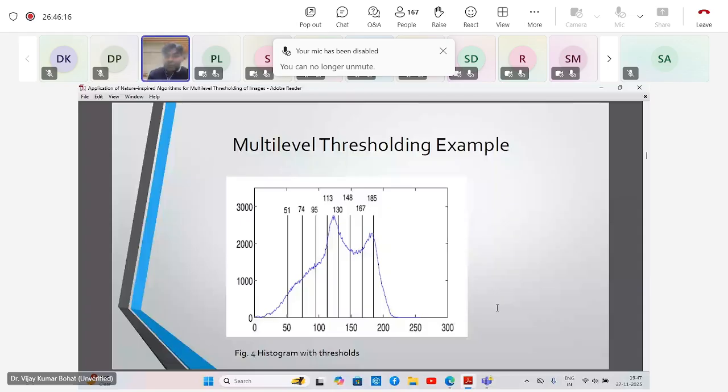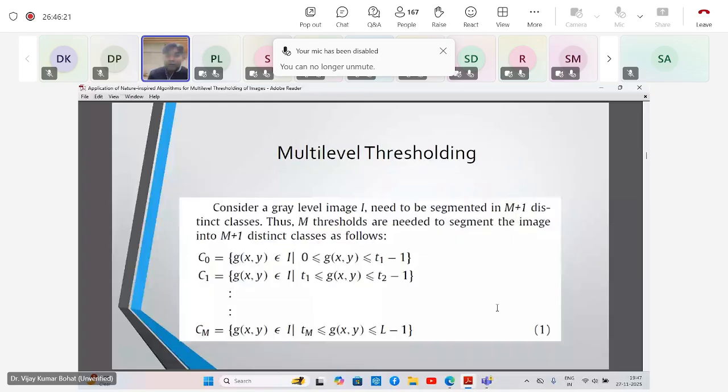Mathematically, we can represent multi-level thresholding in this way: g(x,y). Every pixel we are going to divide into classes. If we have m thresholds, then we are going to have m+1 distinct classes, which are as follows: C0, C1 up to Cm are the classes. C0 to Cm means m+1 classes, based on the m thresholds we apply.